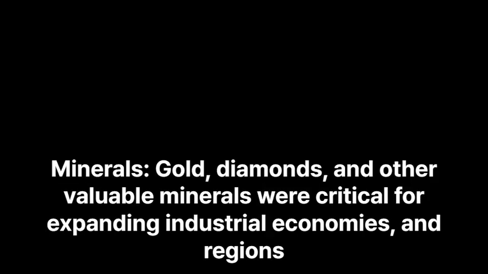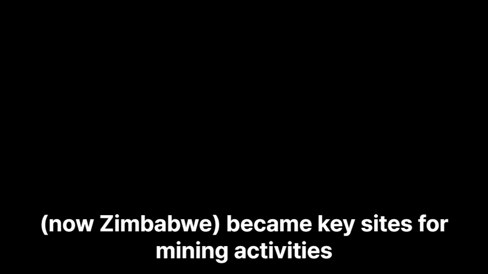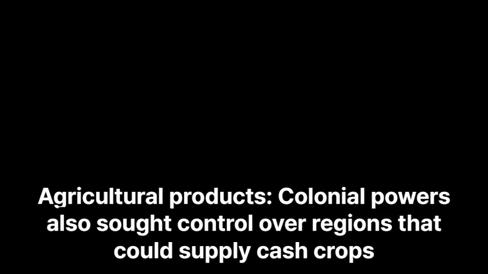Minerals: gold, diamonds, and other valuable minerals were critical for expanding industrial economies, and regions like South Africa and Rhodesia, now Zimbabwe, became key sites for mining activities. Agricultural products. Colonial powers also sought control over regions that could supply cash crops, such as tea, sugar, and tobacco, which were in high demand in European markets.